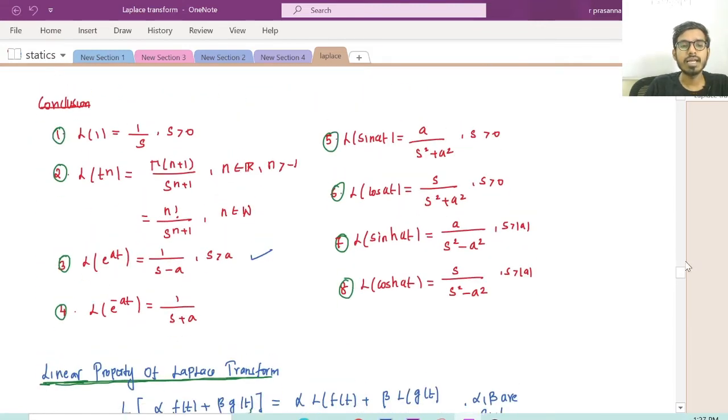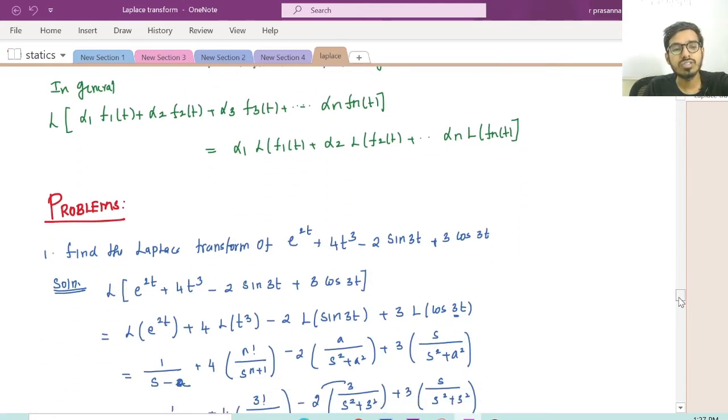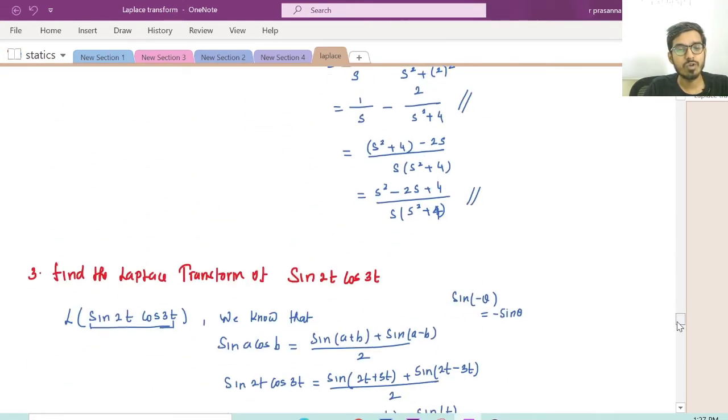These are the basic formulas: L of 1 is 1 by s, L of t power n is gamma of n plus 1 by s power n plus 1 if n belongs to real numbers and n is greater than minus 1, and it will be n factorial by s power n plus 1 if n is a whole number. Similarly, we have also derived formulas like L of e power at is 1 by s minus a, L of e power minus at, and so on. And then we proved the linearity property of Laplace transform, and we have also solved some problems based on Laplace transforms.